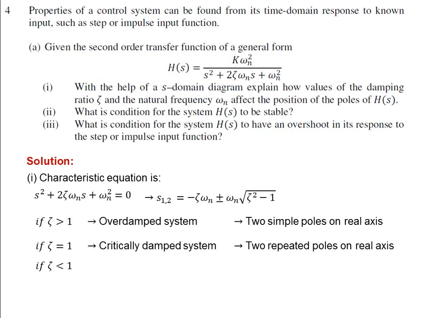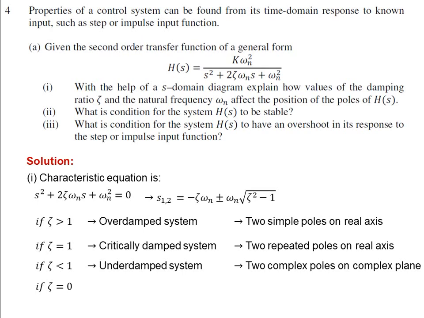Let's look at the condition when the damping ratio is less than 1. If the damping ratio is less than 1, we call such a system an underdamped system. For the underdamped system, zeta is less than 1, so the value under the root will be negative. So we have an imaginary part here, and a real part minus zeta omega n. So for such a system, we have two complex poles on the complex plane.